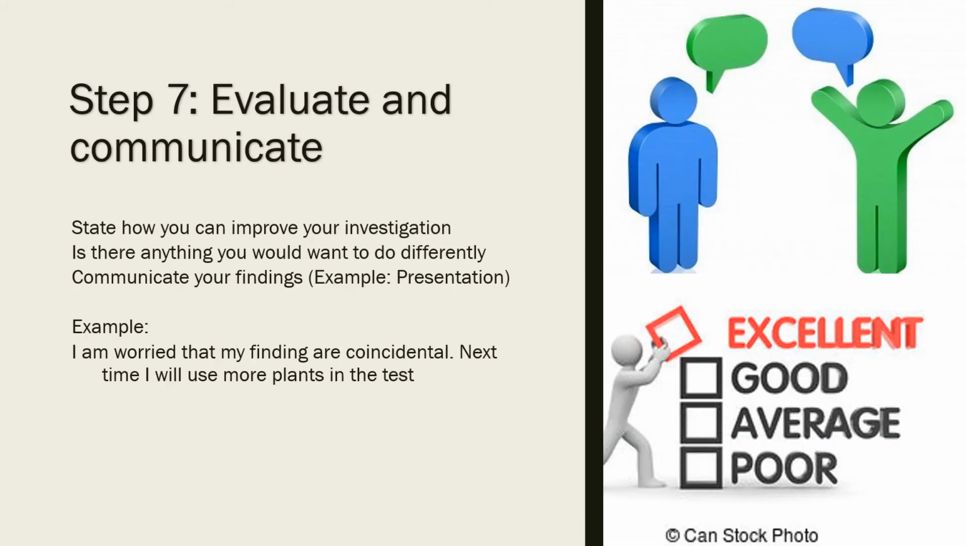Step 7. Evaluate and communicate. I now have to state how I can improve the investigation. Is there anything that I would do differently if I had to do this investigation again? And then afterwards, I'm going to communicate my findings. For example, if I'm worried that my findings are purely coincidental, then next time I will use more plants in the test. I can put 3 plants in the sun and 3 plants in the shade to see if I'll still get the same results.